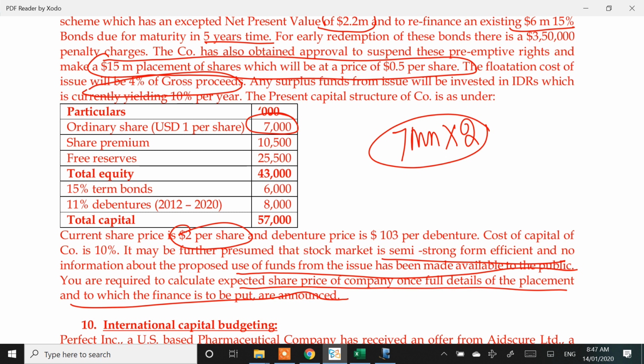Point 4, no. Flotation cost will be 4% of the gross sale proceeds. So into 4 directly, no. That will be used to calculate the number of shares.